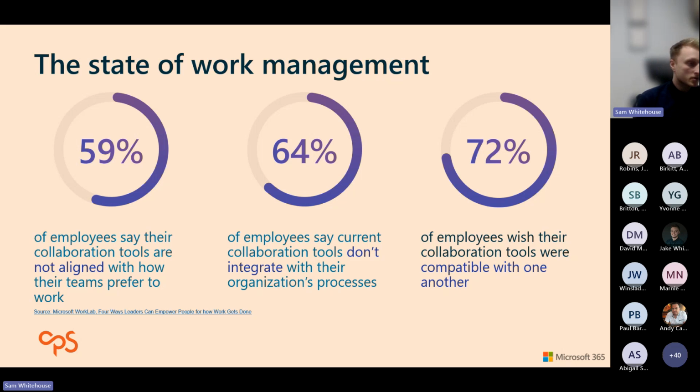The second big pillar: 64% of employees say that collaboration tools don't actually integrate with their processes. Work doesn't happen in silo. Lots of other things happen. When you manage work, when you manage projects, you've got documentation, you've got risks, you've got issues, you've got financials, you've got third-party systems, and tools typically don't talk to one another. Hopefully by the end of this, you'll see that some of the Microsoft tools can help you with that. And the final pillar is, 72% of employees wish their collaboration tools were compatible with one another. So similar to the second pillar, let's get the tools talking to each other.